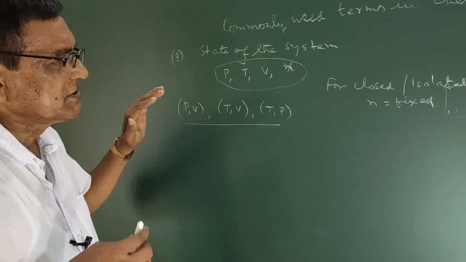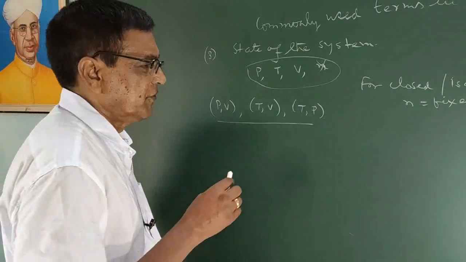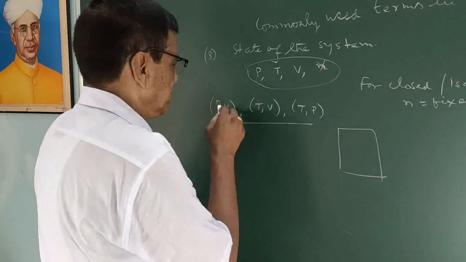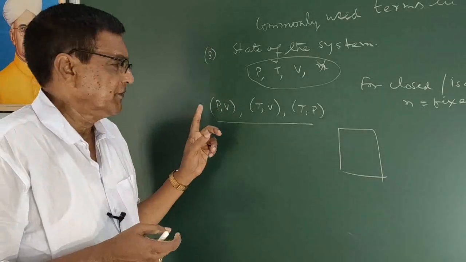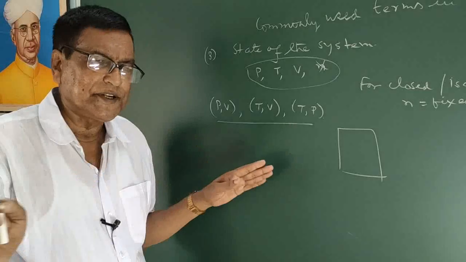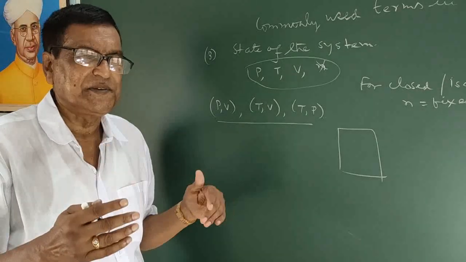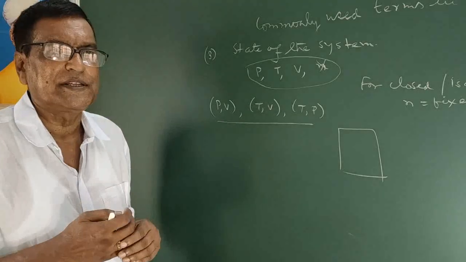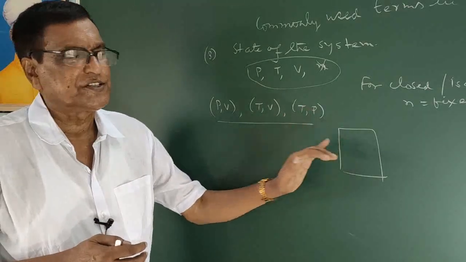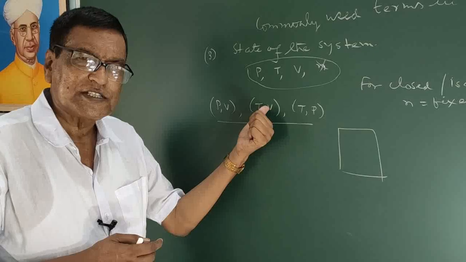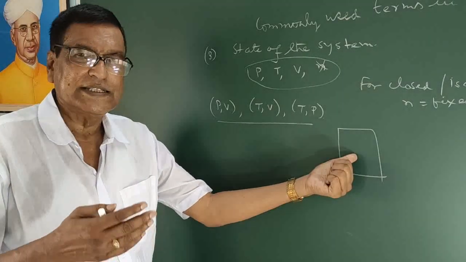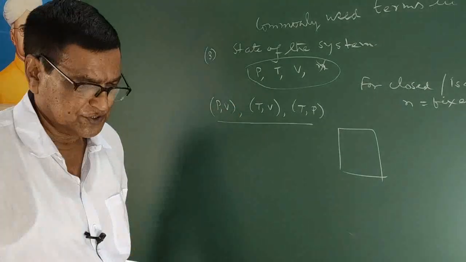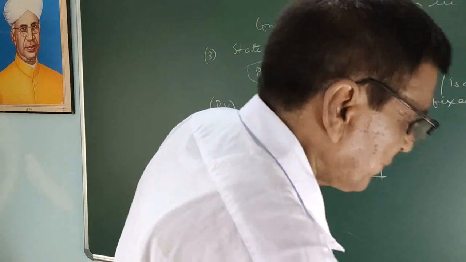And what is very interesting for any system: if, say, pressure and volume are fixed, then any property, say density, refractive index, viscosity, surface tension, whatever the other properties may be, they will also remain fixed. If we keep T and V fixed, then also all the thermodynamical properties will remain fixed. This is a very surprising phenomenon.